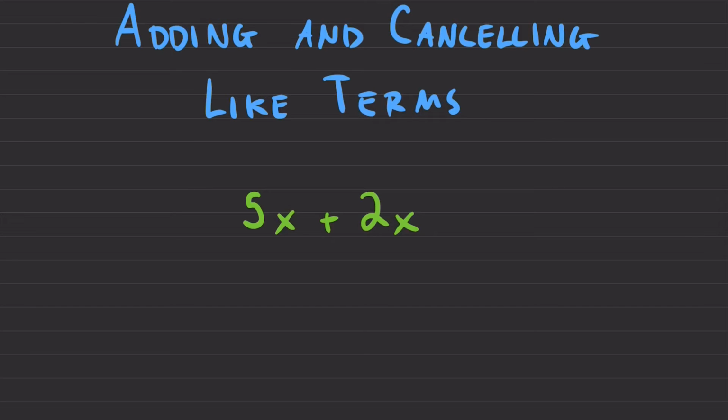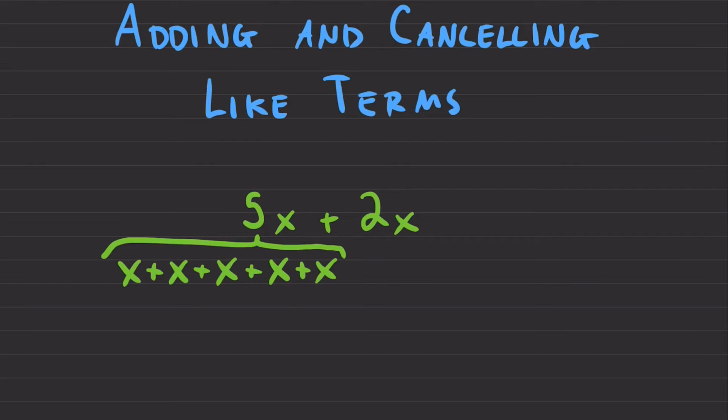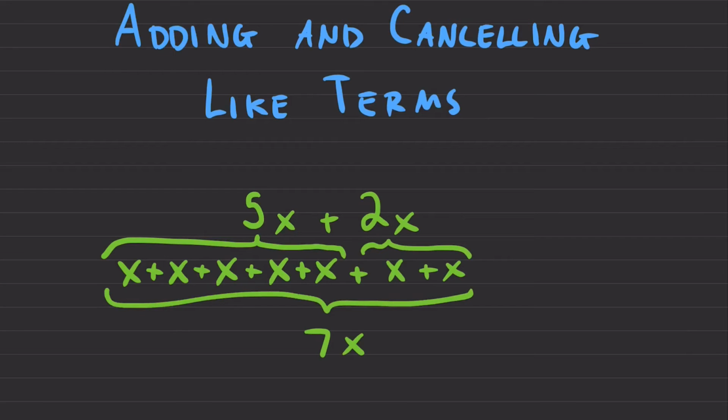Or in other words, this 5x, I could write as x plus x plus x plus x plus x. That's what this 5x is equal to. And this 2x, which I'm adding to 5x, is 2 x's, so x plus x. So how many x's do I have in total? Well, I've got 1, 2, 3, 4, 5, 6, 7 x's, so I've got 7x in total.